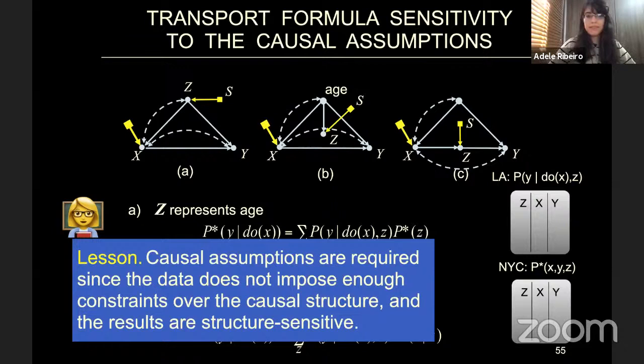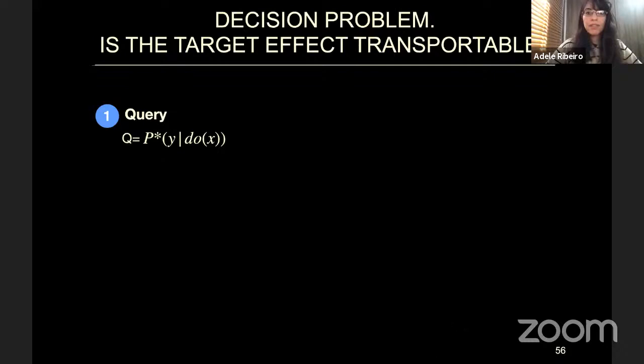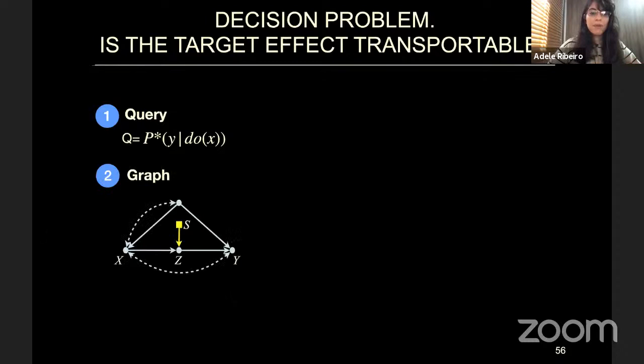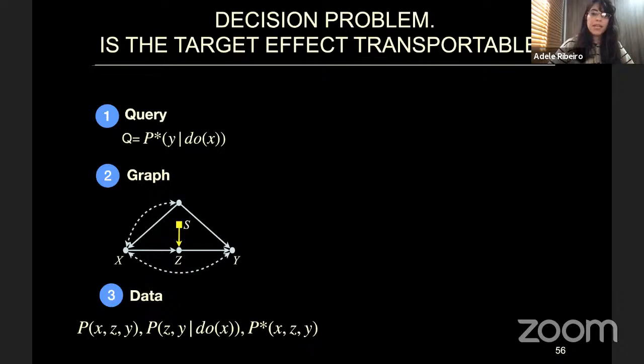This is just the big picture of the decision problem, or the transportability analysis. We have a query. A query is the interventional distribution in the population P star. And we have a graph. The graph is a selection diagram, that's the overlapping causal structure between the causal structure in the source and the target domain. So we have these yellow arrows here, and we have data available. The data could be experimental data in the source domain. We could have observational data. We have an arbitrary combination of experimental and observational data.